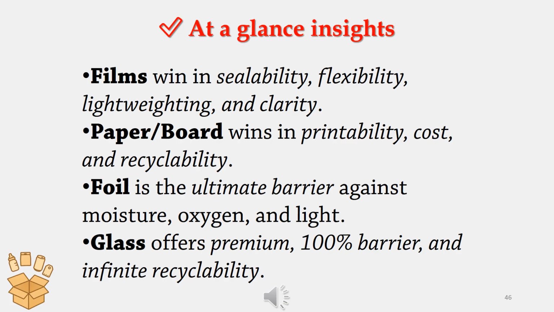At a glance, insights about properties of different material. Films win in sealability, flexibility, lightweighting, and clarity. Paper and paperboard wins in printability, cost, and recyclability. Foil is the ultimate barrier against moisture, oxygen, and light. Glass offers premium 100% barrier and infinite recyclability.